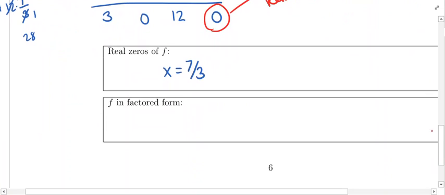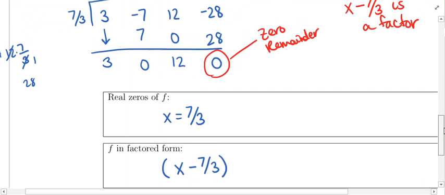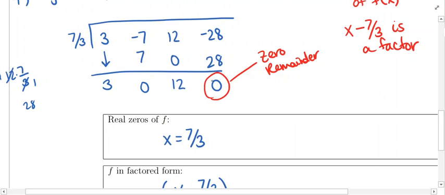Okay, so if we start factoring here, I'm going to write down this factor of x minus 7/3. The great thing about synthetic division, it's going to help you out with the rest of the factoring. Okay, so we got our 0 remainder. That means that x minus 7/3 is going to be a factor. The other factor is going to lie in the bottom row here.